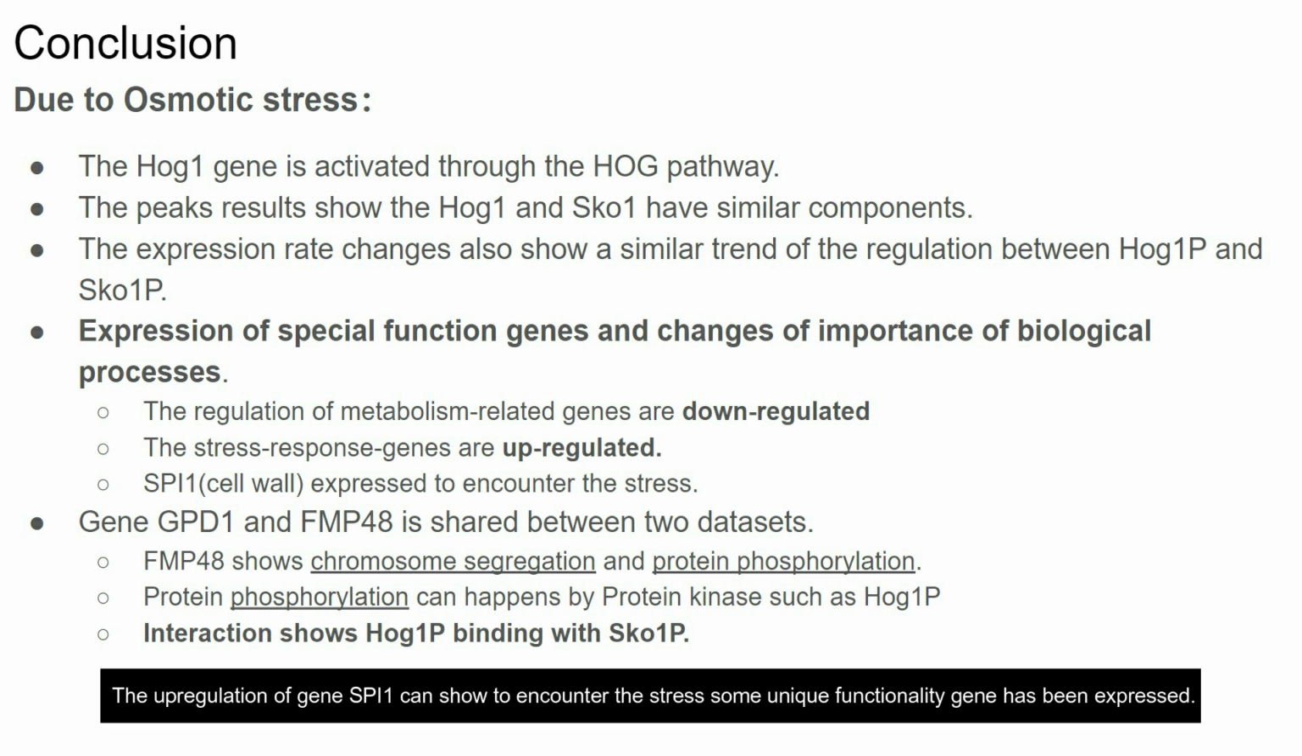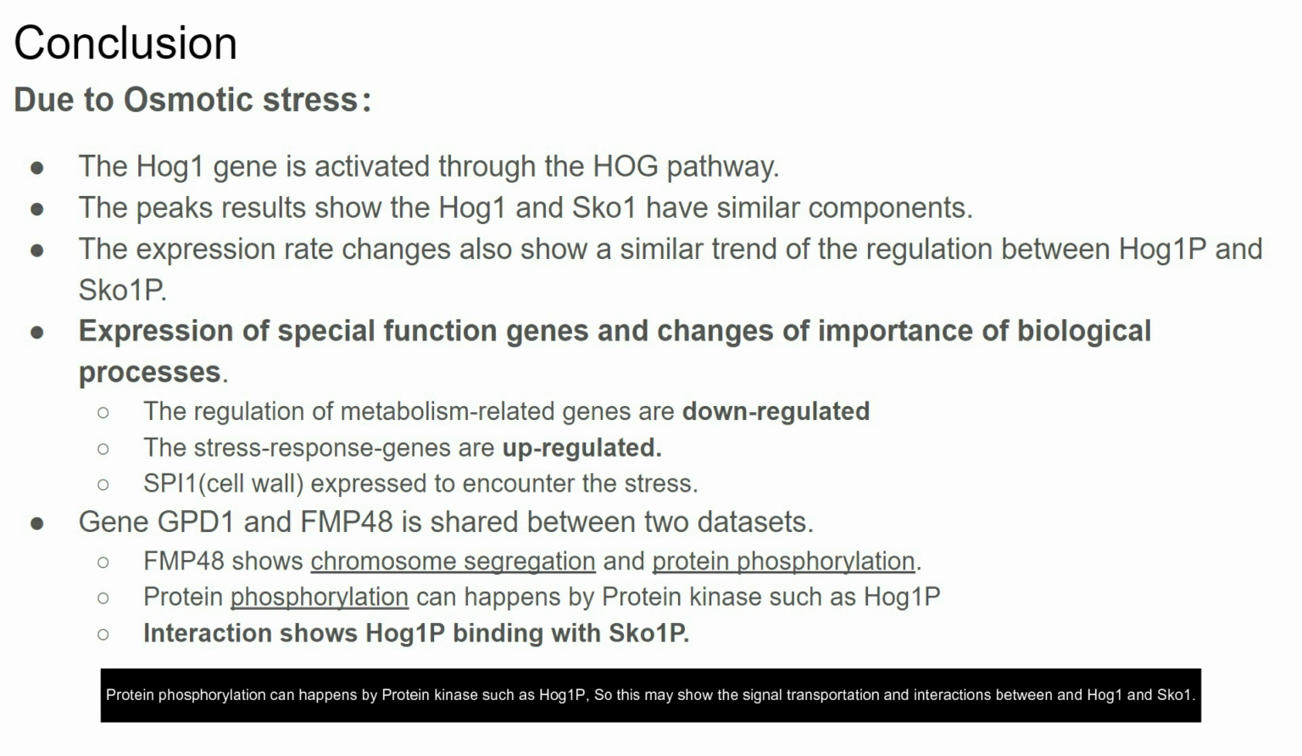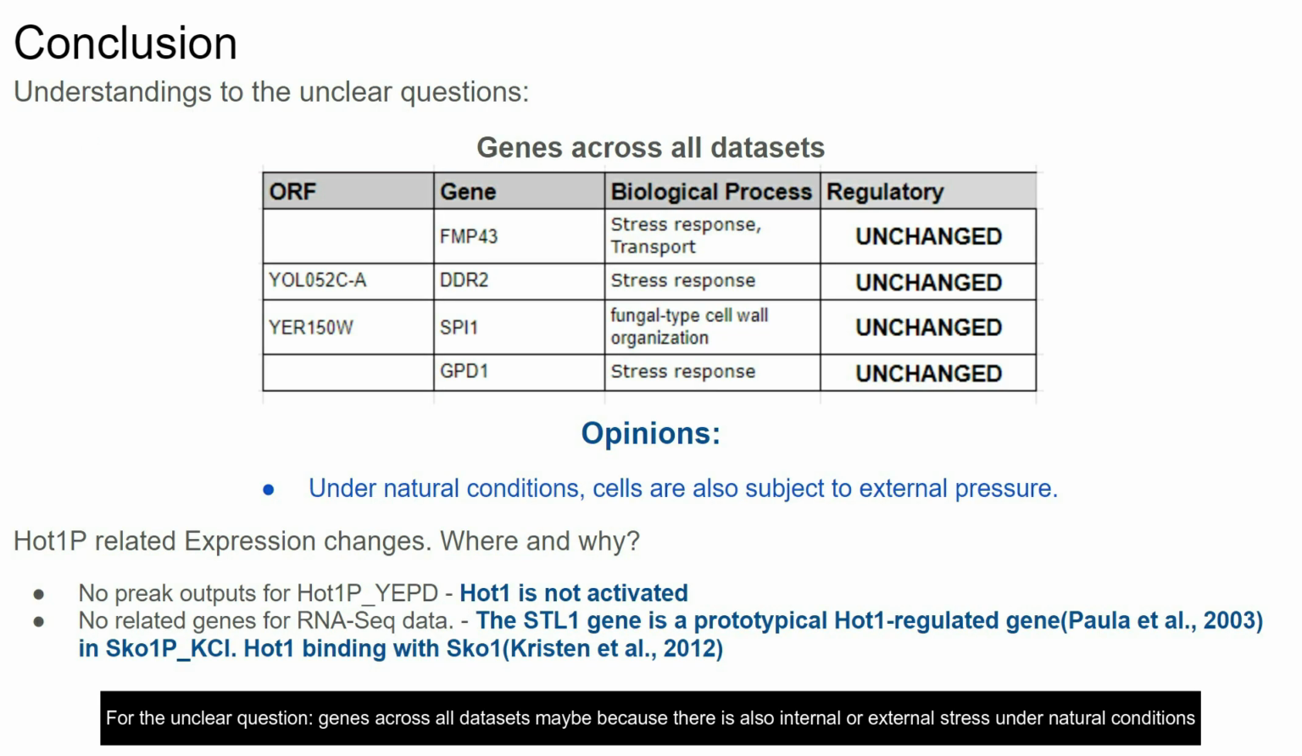The regulation of gene SPI1 can show that to encounter the stress, some unique functionality genes have been expressed. Genes GPD1 and FMP48 are shared between two datasets. The biological process of FMP48 shows chromosome segregation and protein phosphorylation. Protein phosphorylation can happen by protein kinases such as HOG1, so this might show the signal transportation and interactions between HOG1 and SKO1. For the unclear questions, genes across all datasets may be there because there are also internal or external stress under natural conditions.